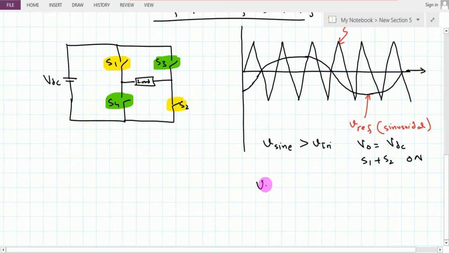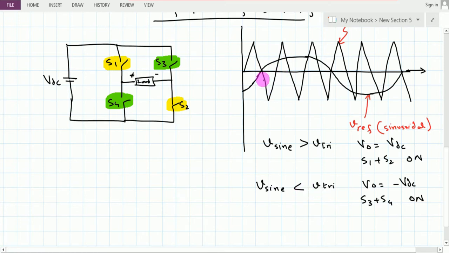During the second logic, when we have V sine less than V triangular, we have V naught equals minus VDC, and to obtain a minus VDC across this load, we have to connect this load with this VDC through the switches S3 and S4. Consequently we have S3 and S4 turned on during this instant when the voltage of the sinusoidal waveform is less than the voltage of the triangular waveform.